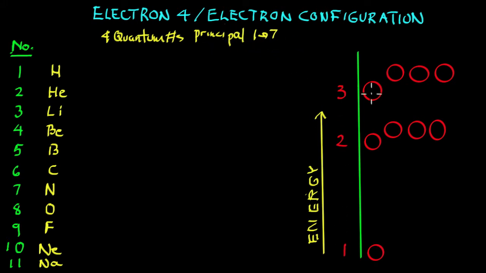Principal quantum number is the easiest one. It's the relative distance of electrons. You can have electrons in level 1, level 2, level 3. The second one is called, we'll call it the shape.